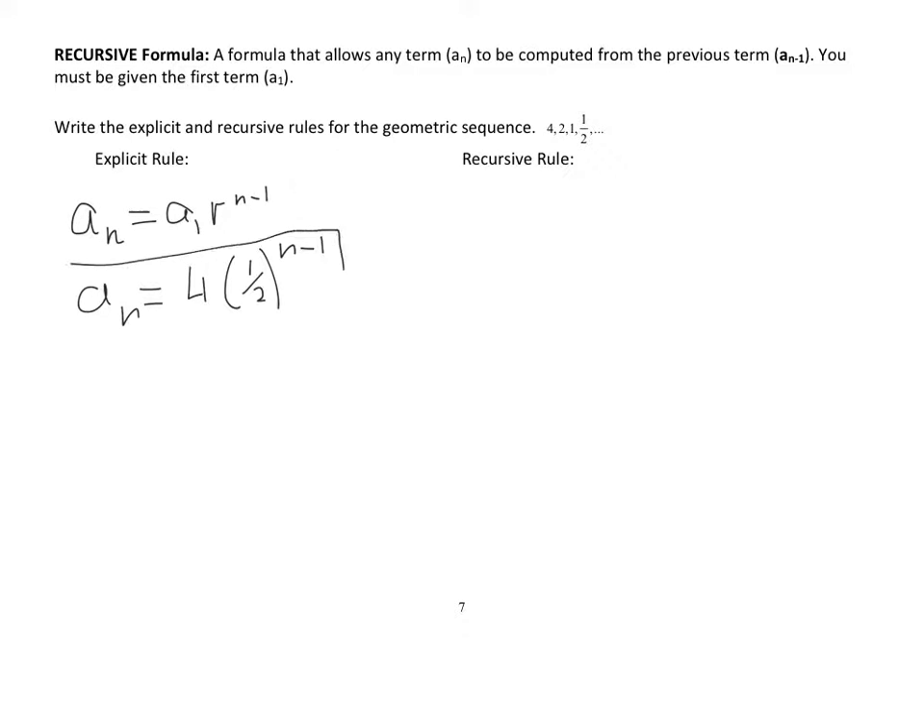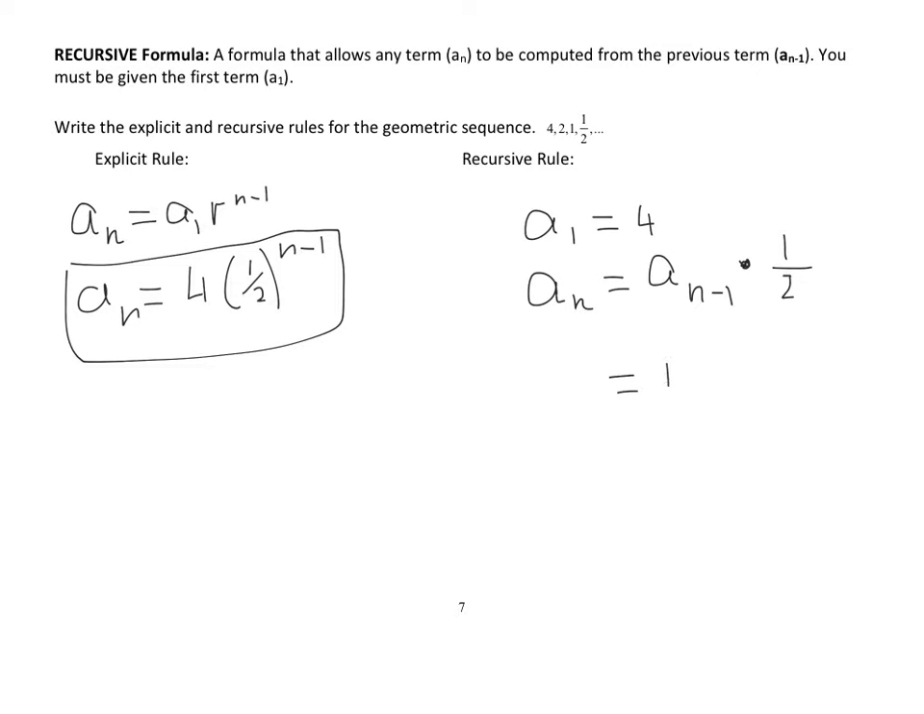This is the explicit formula, and then the recursive formula is given by, you have to be given the first term, so the first term is 4, and then to get the next term, so the nth term, you're going to take the previous term. The previous term is denoted by a sub n minus 1, and then we are going to multiply by 1/2. Another way of writing this is 1/2 times the previous term. So that is the recursive formula.